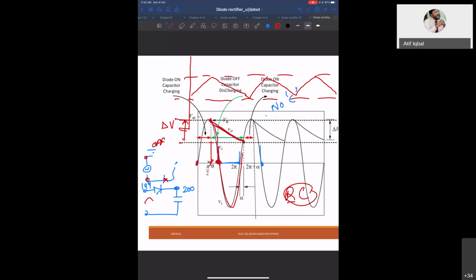And as soon as it reaches this point, your source voltage again comes back. So your source voltage is now 201 volt. As soon as it is 201 volt, the diode will turn on again.